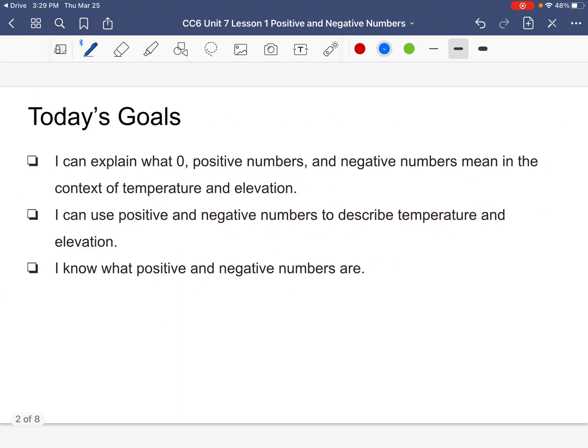The goals of today's lesson are that you can explain what zero, positive numbers and negative numbers mean in the context of temperature and elevation. You can use positive and negative numbers to describe temperature and elevation, and you know what positive and negative numbers are.